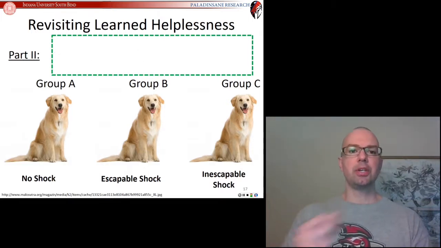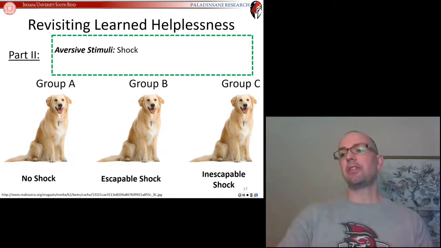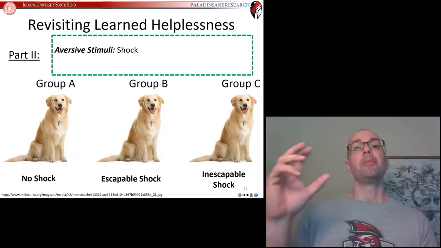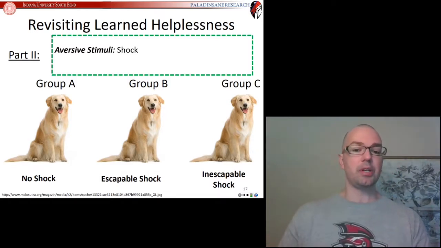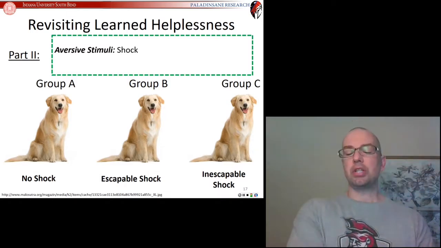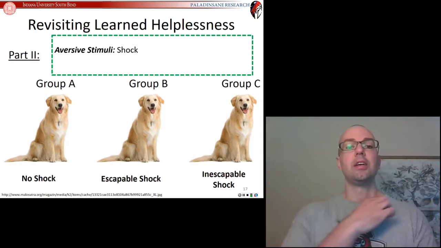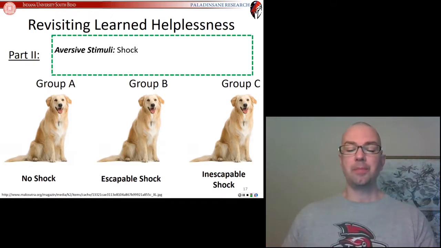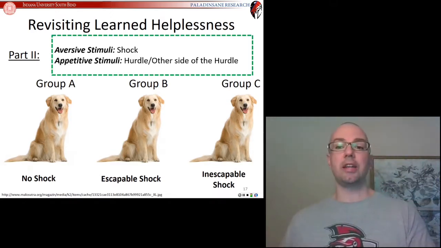All right, and in part 2, the aversive stimuli would be the shock, because again, they actively tried to avoid the shock. In the setup of the room, the aversive stimuli would also include the tone. If you wrote that one down, you're also correct, because if a tone was coming from one side of the room, you would avoid it by jumping to the other side. So that was also something that was being avoided. And the appetitive stimuli would be the hurdle, the other side of the room.